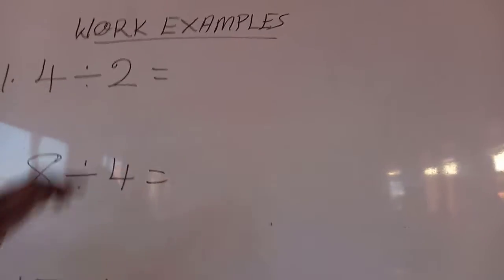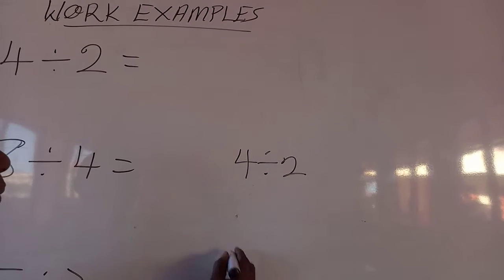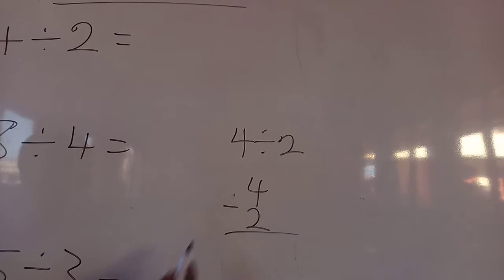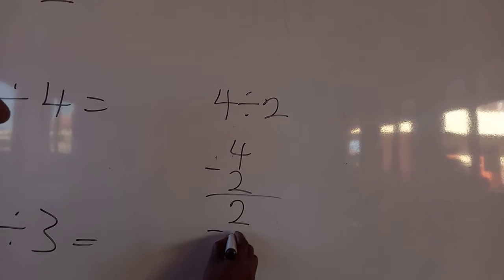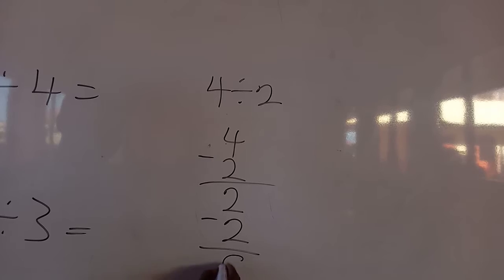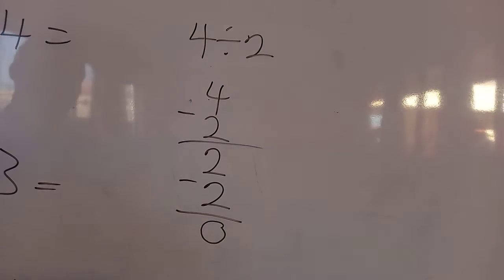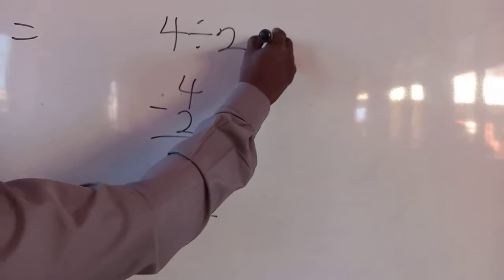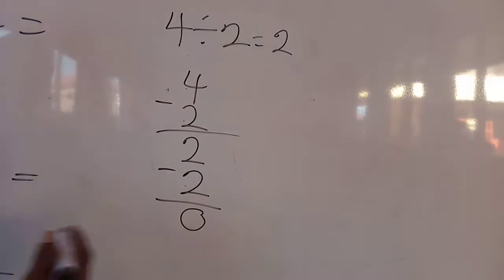4 divided by 2. You write 4 divided by 2. Rewrite this way vertically. Subtract. 4 minus 2 is what? 2. We subtract again. 2 minus 2 is what? 0. So I've subtracted 1, 2. So 4 divided by 2 is what? 2, because I've subtracted 2 times.